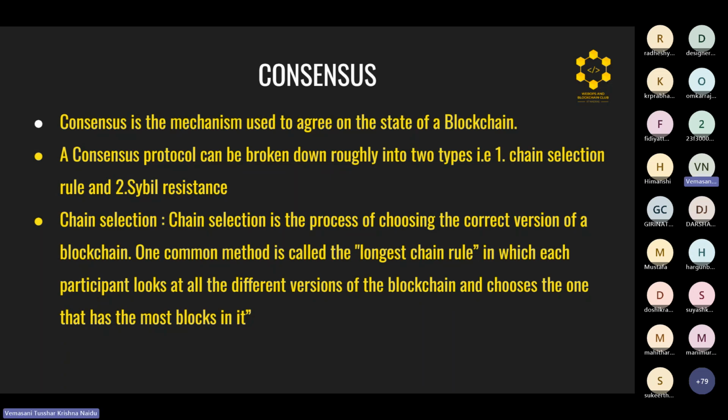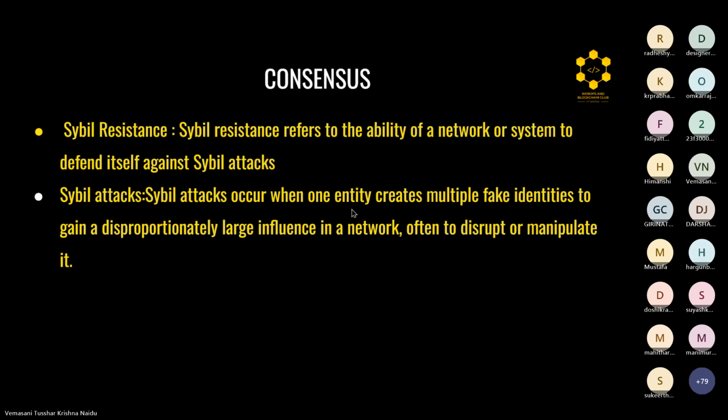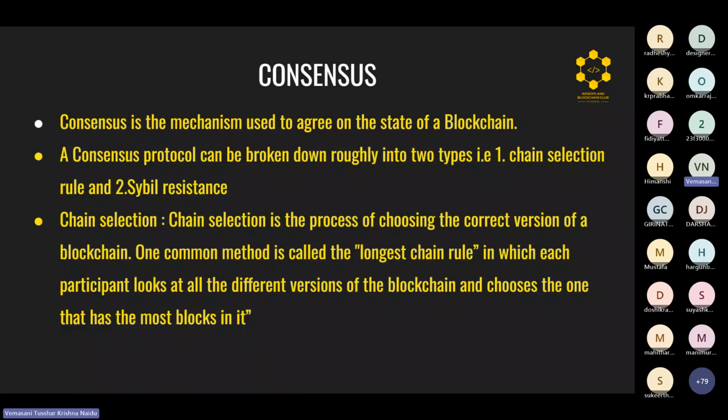This is the problem that was solved in 2008 and 9. We're not looking in depth into it. You just have to trust that the longest blockchain is the correct version. Basically, it tells us the truth. What is the truth in a blockchain? It defines what is the truth. That is what it means by used to agree on the state of a blockchain. And this is broken down into two types, right? This is the chain selection rule.